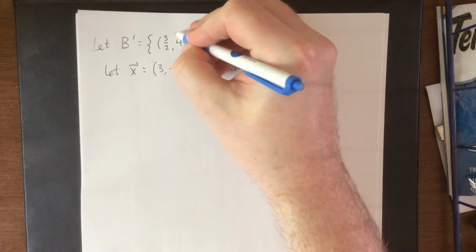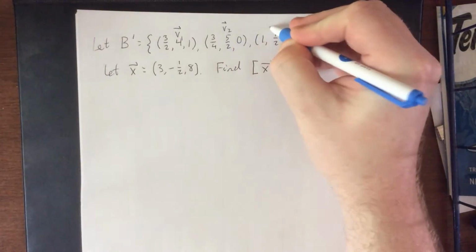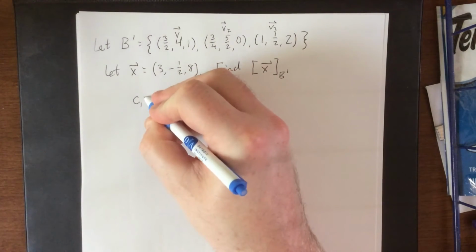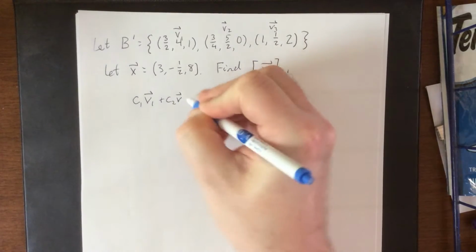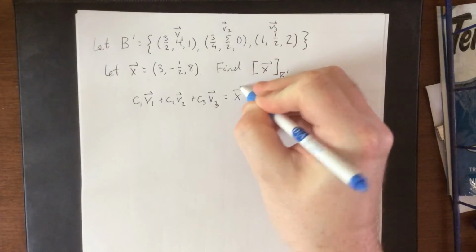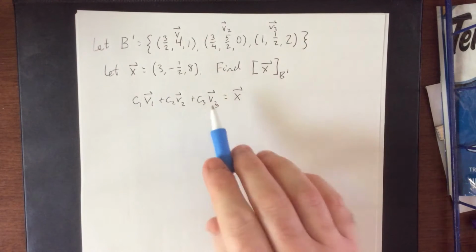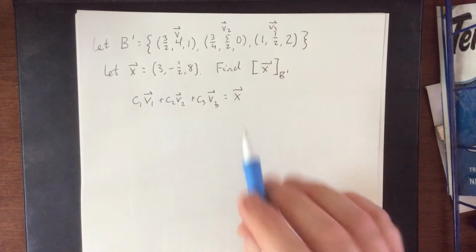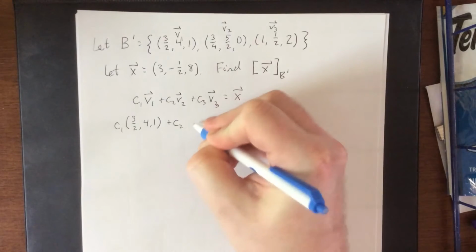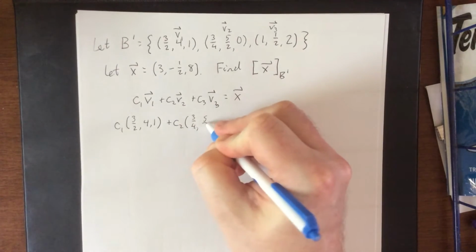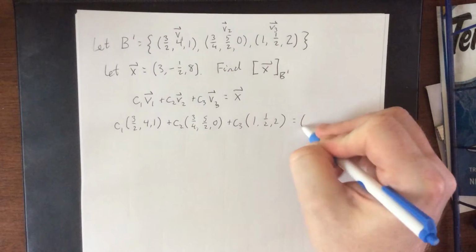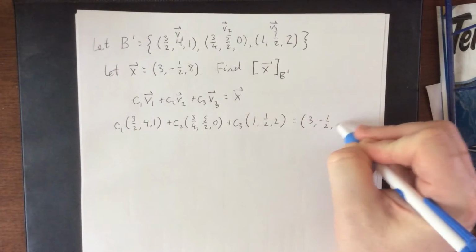So first thing I'm going to do is label these three vectors up here as being the vector v1, v2, and v3. Our goal is to figure out coordinates c1, c2, and c3 such that the following linear combination is true: c1v1 plus c2v2 plus c3v3 equals the vector x. That is to say, c1 times (3/2, 4, 1), plus c2 times (3/4, 5/2, 0), plus c3 times (1, 1/2, 2), is equal to the vector (3, -1/2, 8).